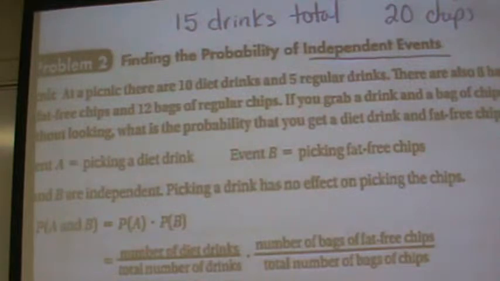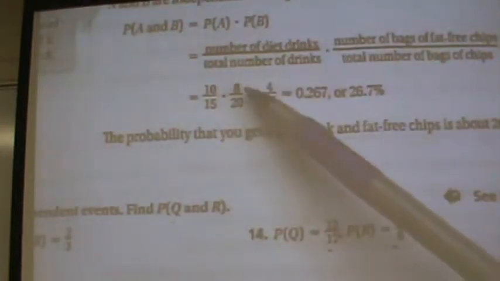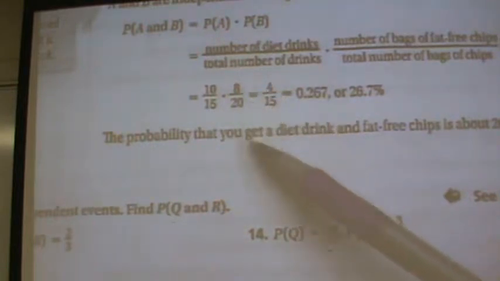Those two are independent events. So what you do is figure out the probability of picking a diet soda. How many diet sodas are there? There's 10 out of 15. And how many fat-free chips are there? There's 8 out of 20.